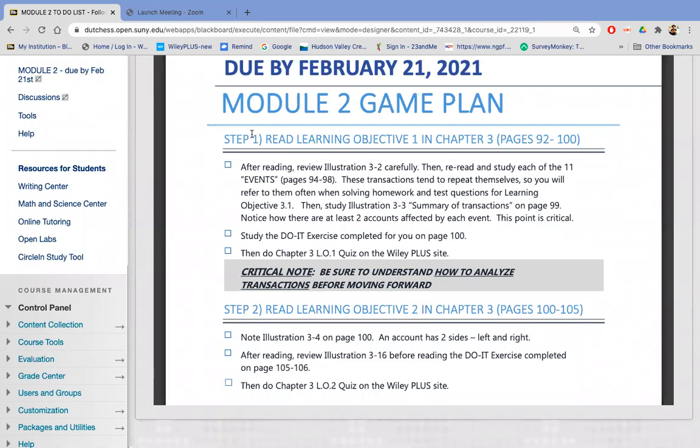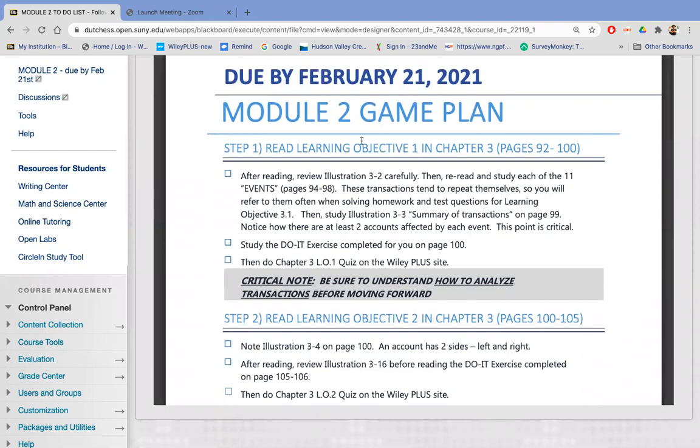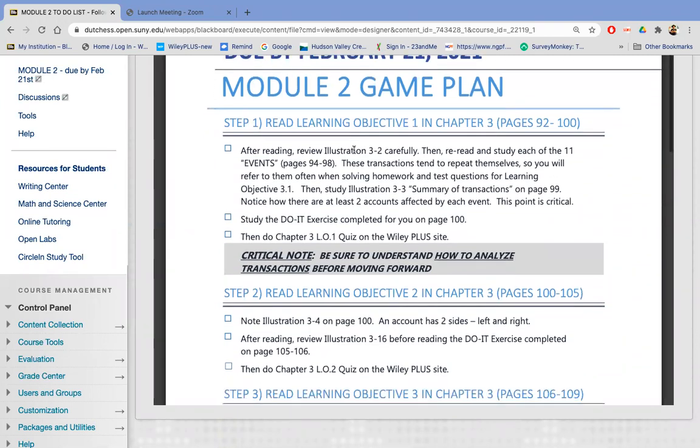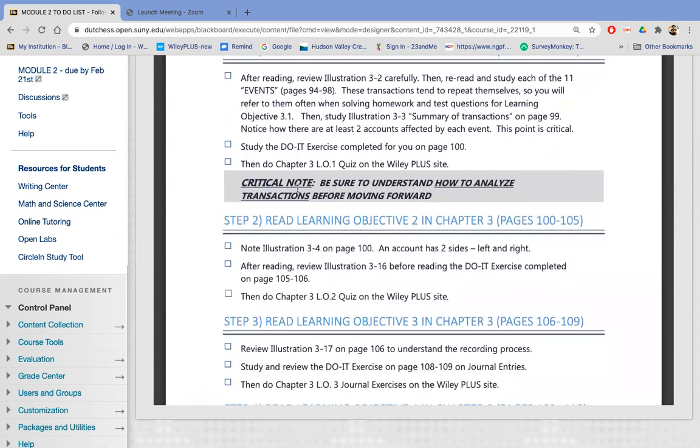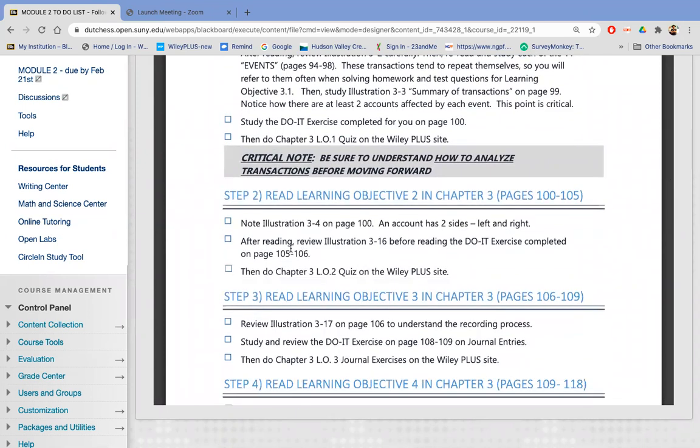So please do yourself a favor, even though you only have 2 weeks to do everything, just one chapter, spend several hours understanding Objective 1. Okay. Once you have learned how to analyze transactions, then you're going to understand what an account looks like.